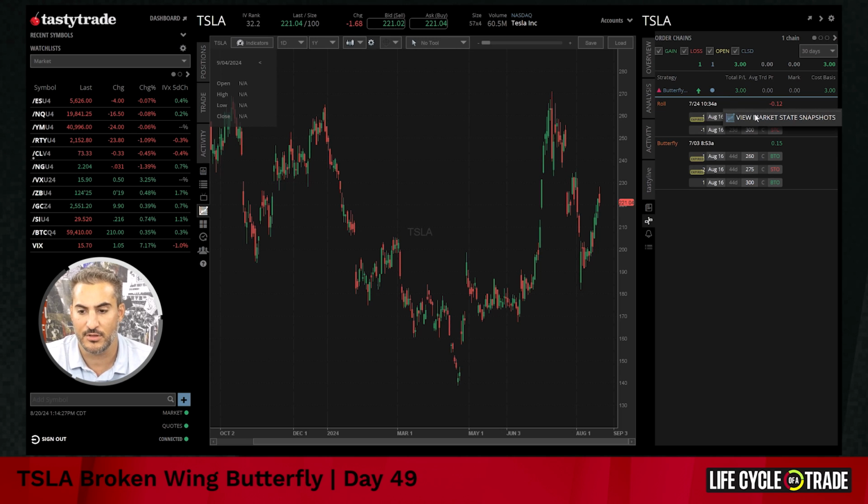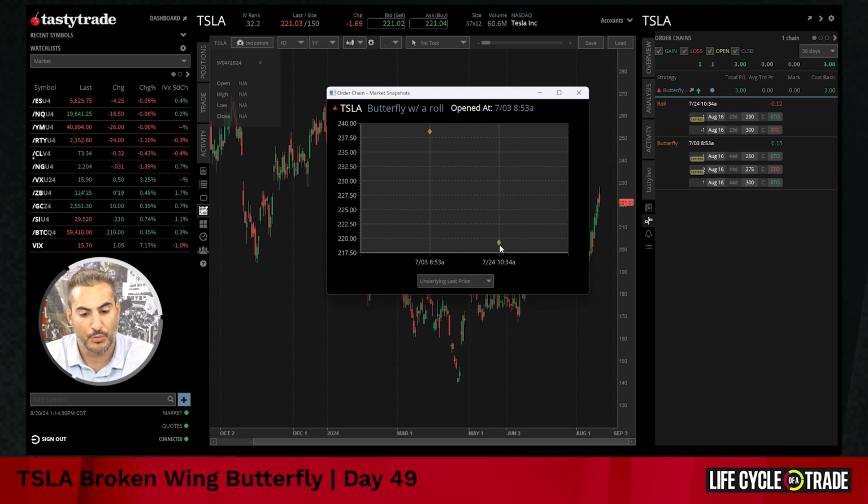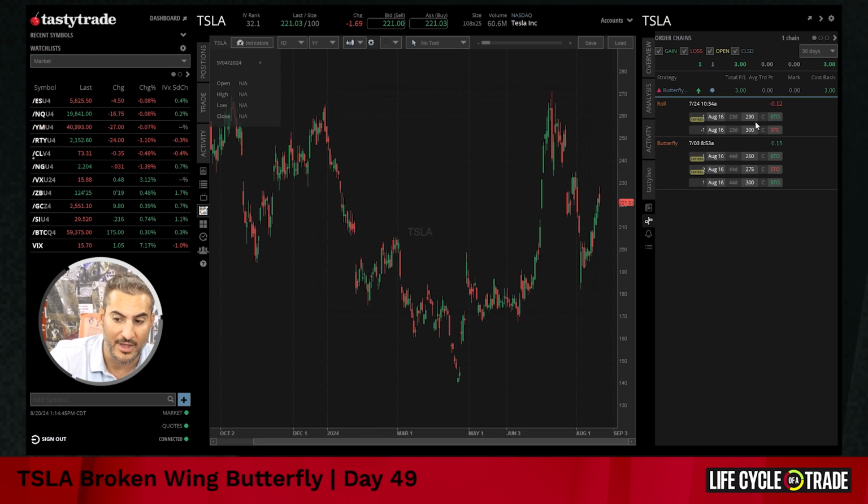You can see if we go to the market snapshots again, the price of Tesla on the 24th got all the way down to 218, 219, and 219.21 to be exact. At that point, we were able to buy in that $10 of risk. So we sold out of that 300 strike call, bought the 290 call, and did that for a 12-cent debit. So that leaves us with the 260, 275, 290 butterfly with the stock trading at 219-ish, on for a 3-cent net credit.